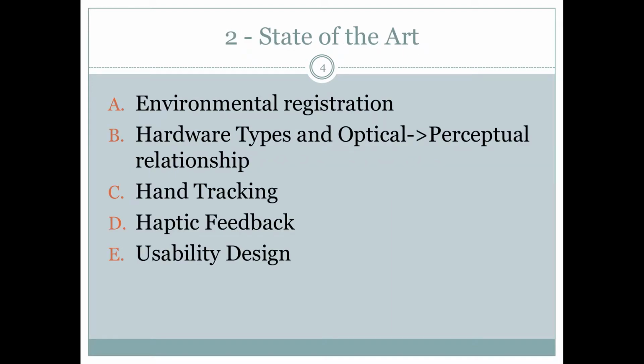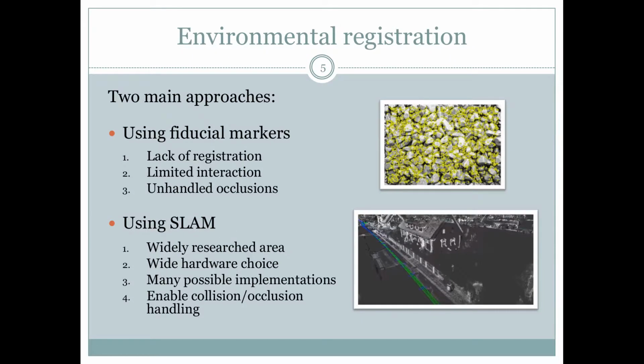In the state of the art, I split it in 5 subsections. So we will first see the environmental registration. Then we will go into the differences between different types of head-mounted displays. And then we go to the hand tracking problematic and the introduction of haptic feedback. And finally, the usability design problems, which are related to human factors.